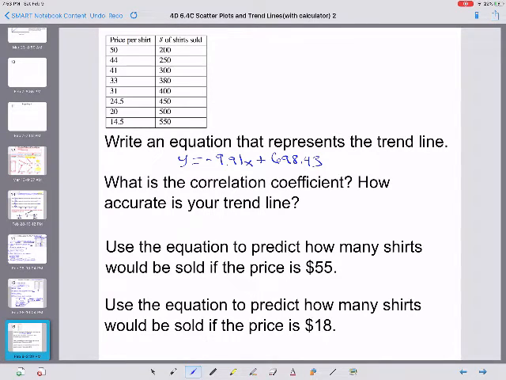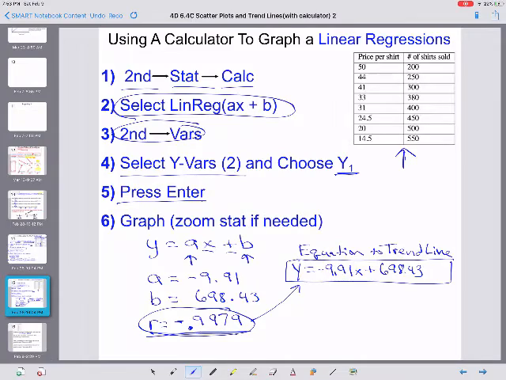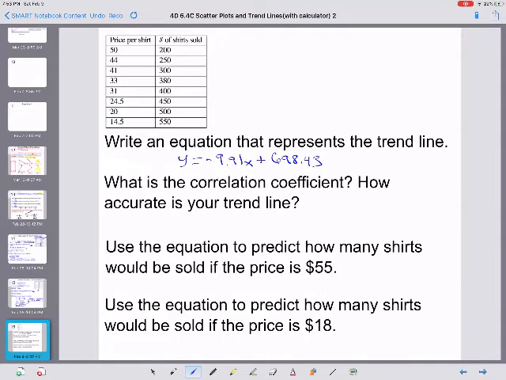Well, what is the correlation coefficient? Well, we got right here negative 0.9979, basically negative 1. If you want to round to the nearest hundredth, then you can just say negative 1. Or if you really wanted to, you could just say negative 0.9979. And this, again, tells us how accurate our trend line is. This is very accurate because it is really, really close to a negative 1 or a positive 1. I would say even 0.8 is fairly accurate.